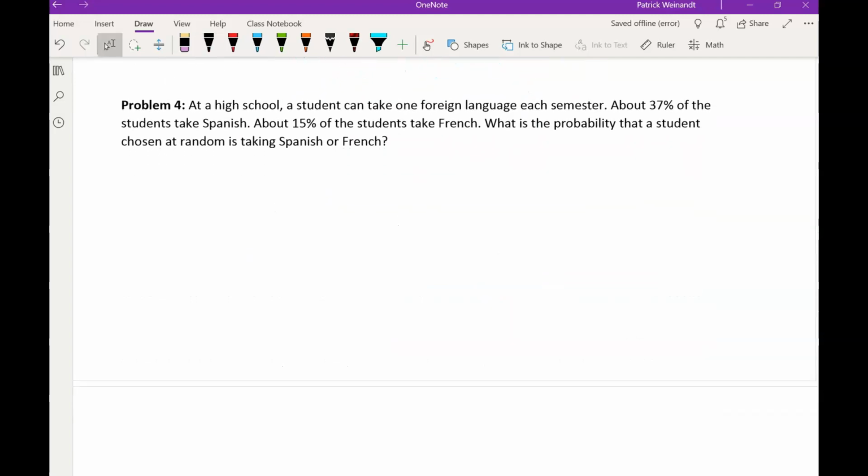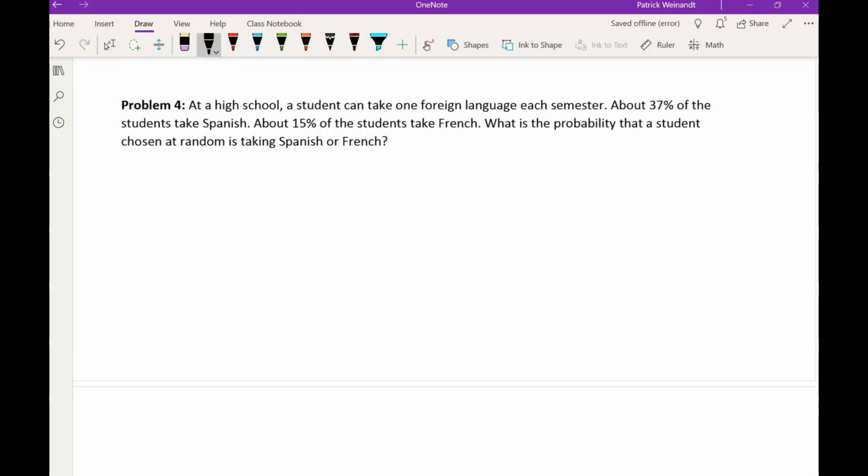At a high school, a student can take one foreign language class each semester. So they're only allowed to take one foreign language class each semester. About 37% of the students take Spanish, 15% of the students take French. We want to know, what is the probability that a student chosen at random, any student in the school, is taking Spanish or French? So let's just set up a couple things we know. We know that they're independent. So we know that there's no overlap.